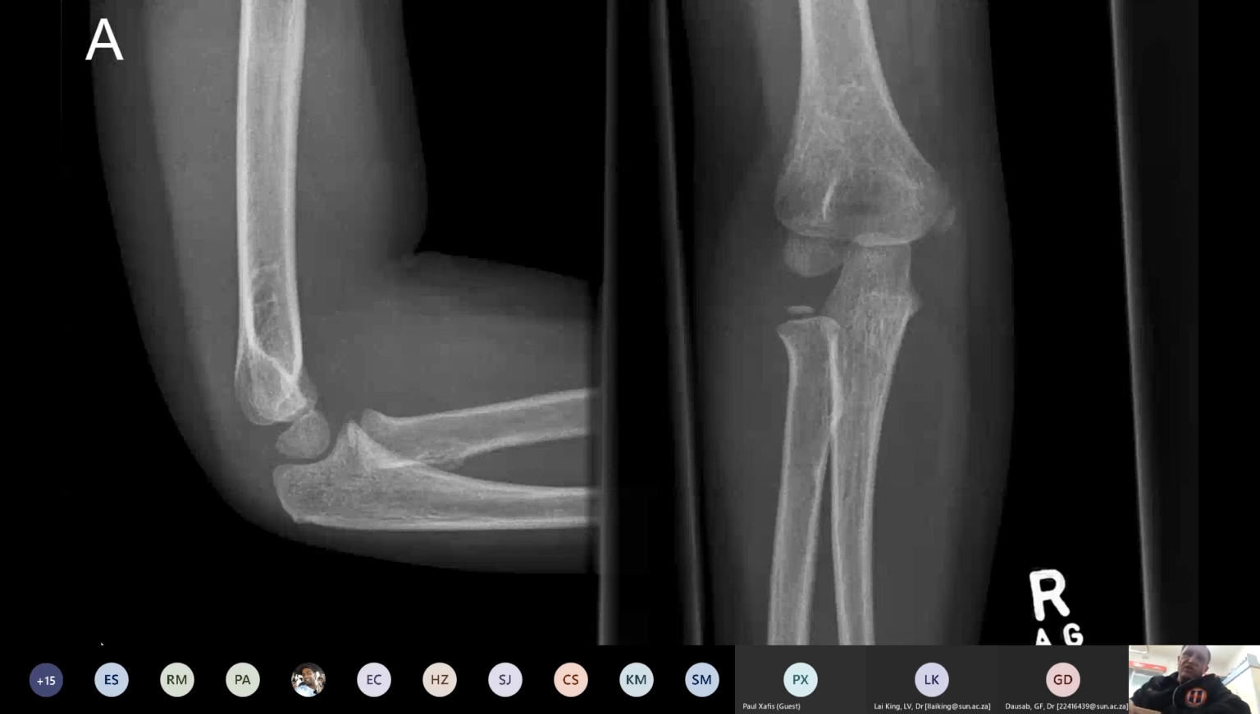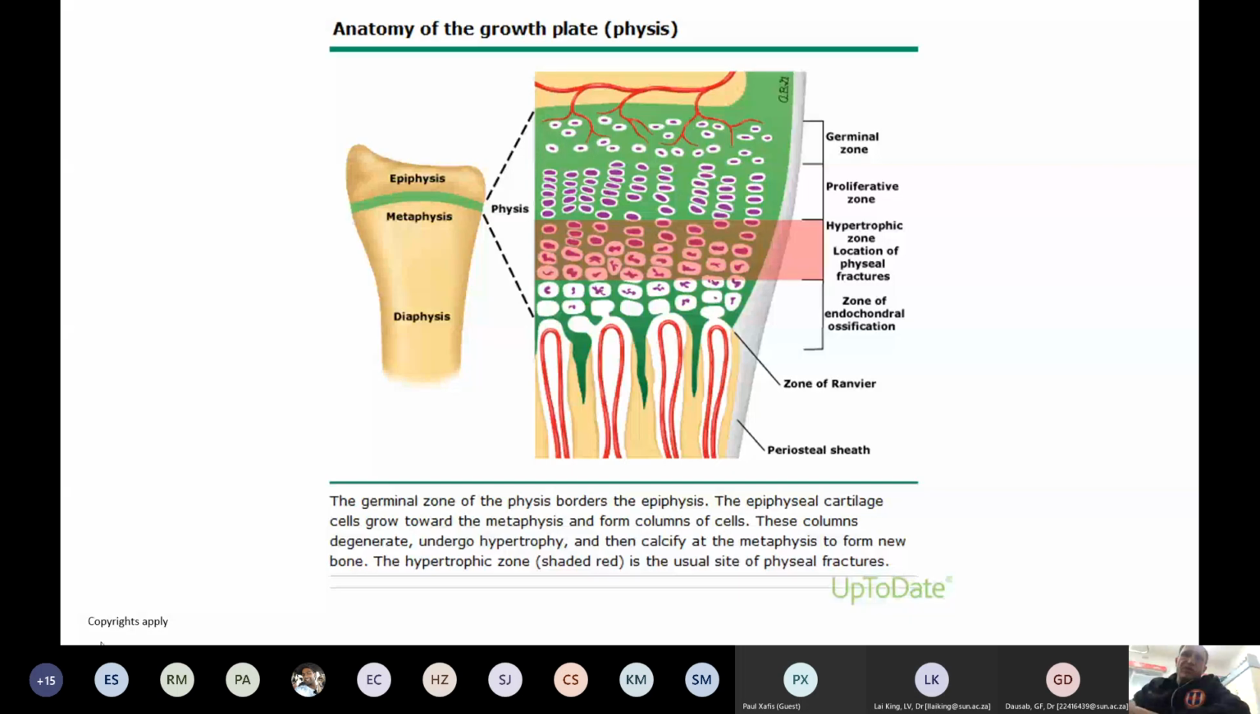Those of you that have done physiology recently, this is a recap of the physeal plate or the growth plate, where we get the epiphysis and the physeal plate and then the metaphysis. You get different zones in this area, and the hypertrophic zone is the area of the most likely injury. Due to the physiological combination of these different areas, this is the weakest part of a bone in a growing child. And as said previously, the ligaments in this area are mechanically stronger than the bone itself.